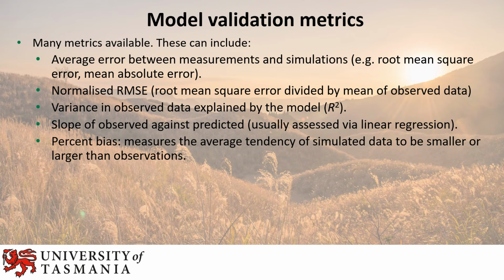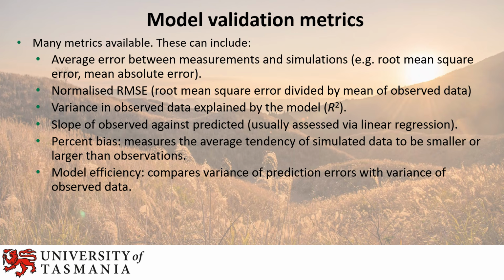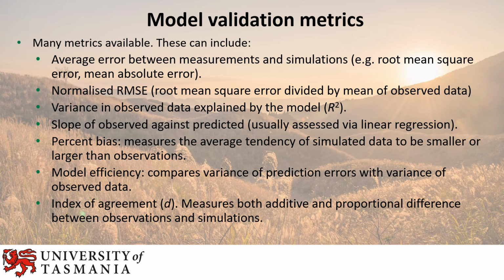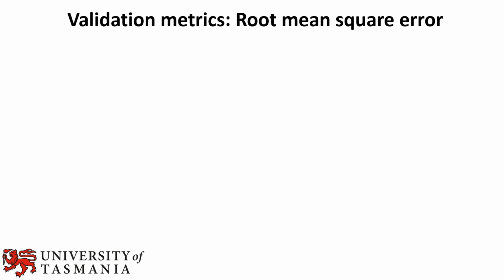There is percent bias, which measures the average tendency of simulated data to be smaller or larger than observations. You have model efficiency, which compares the variance of your predicted errors against the variance of your observed data, and obviously you want the variance of your predictions to be lower than the observations. Index of agreement is an interesting one because, in contrast to the coefficient of determination, index of agreement, or D, measures both additive and proportional difference between your observations and your simulations.